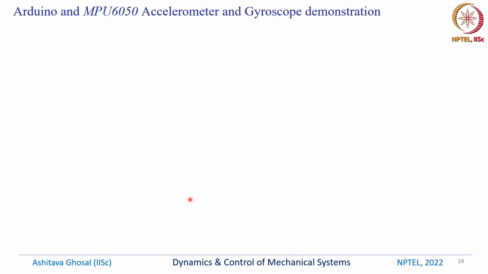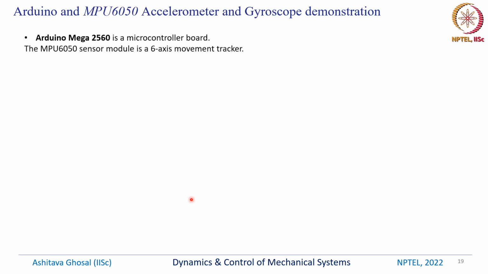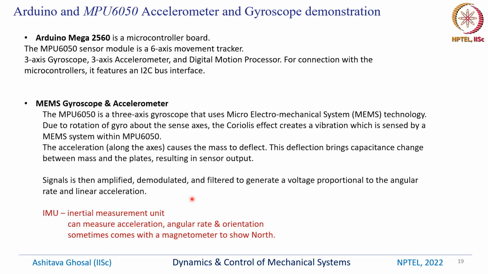So we rigged up a device in which we can measure acceleration and also the angular velocities. This is a setup which was done in the lab. It consists of an Arduino Mega 2560 microcontroller board. It's a small microcontroller which is very commonly available in many labs nowadays.